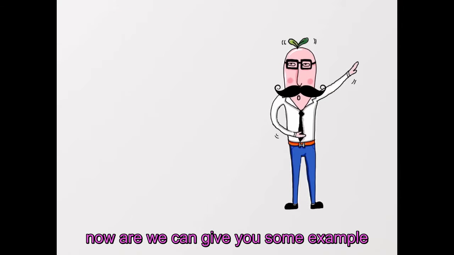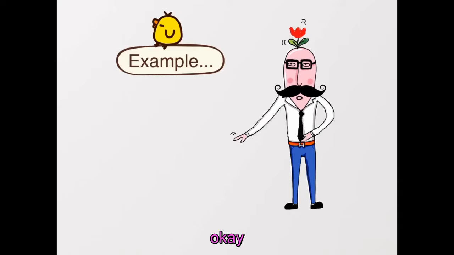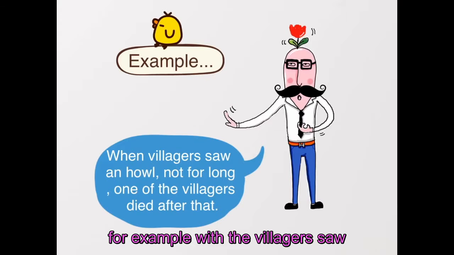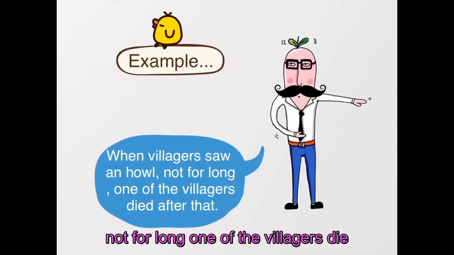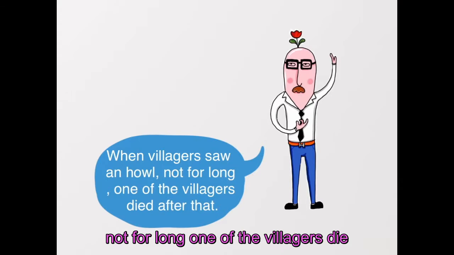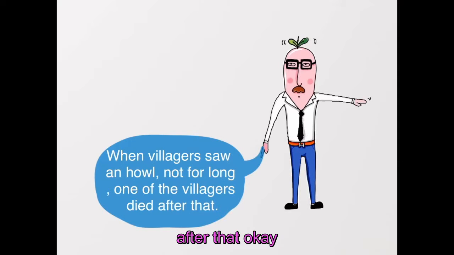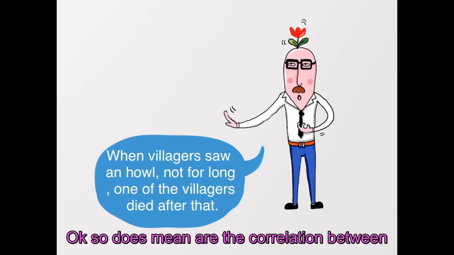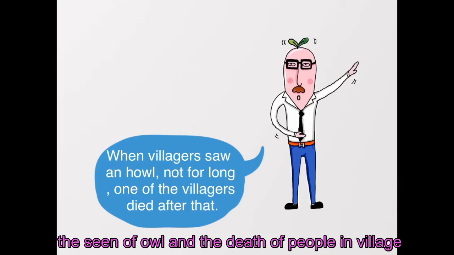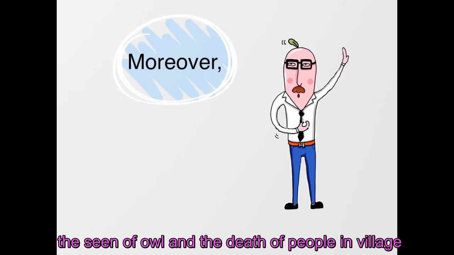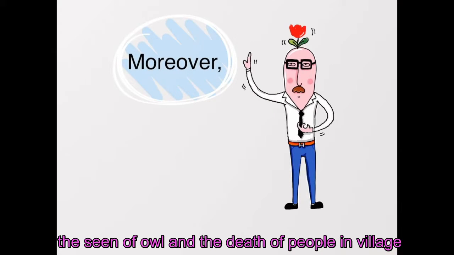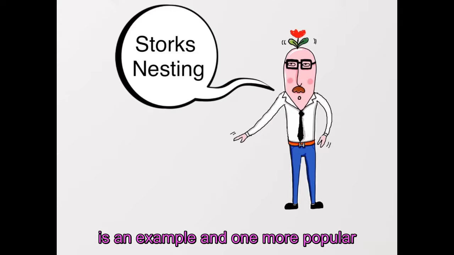Now, we can give you some examples. For example, when the villagers saw an owl, not long after, one of the villagers died. That suggests a correlation between seeing the owl and the death of people in the village. Okay, this is the example.